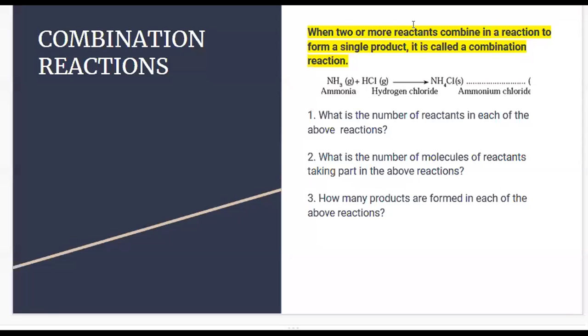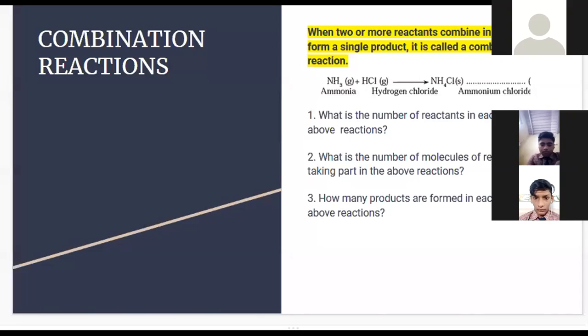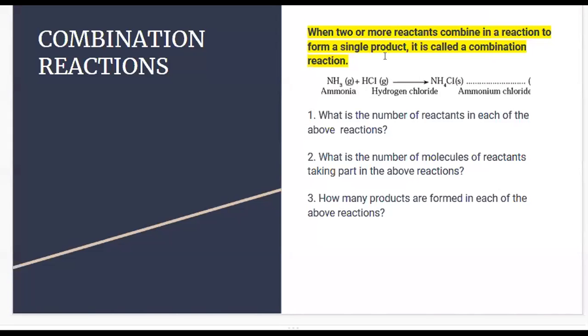When 2 or more reactants, meaning 2 and more than 2 reactants. Reactants will be in the left side or right side? Sujauddin. Left side. Left side. That was said by Manish. I was asking Sujauddin, but yes, reactants will be in the left side. When there are 2 or more reactants, and they come together forming a single product. Single product means one product. That is called combination reaction. Okay. Now, look into the example.